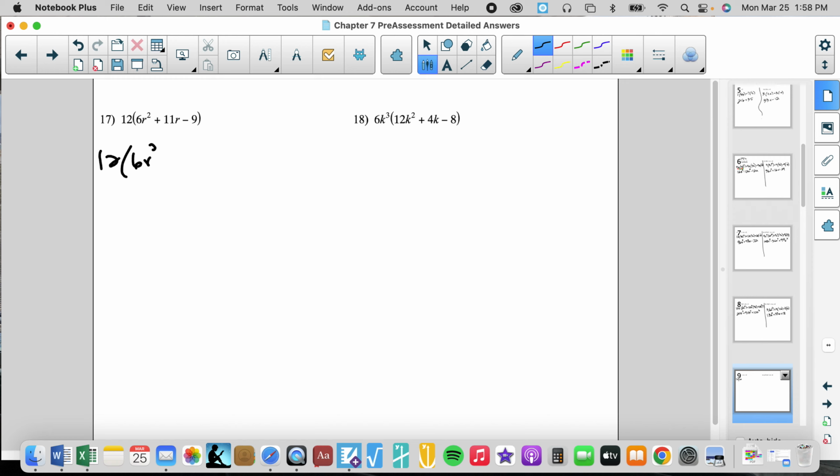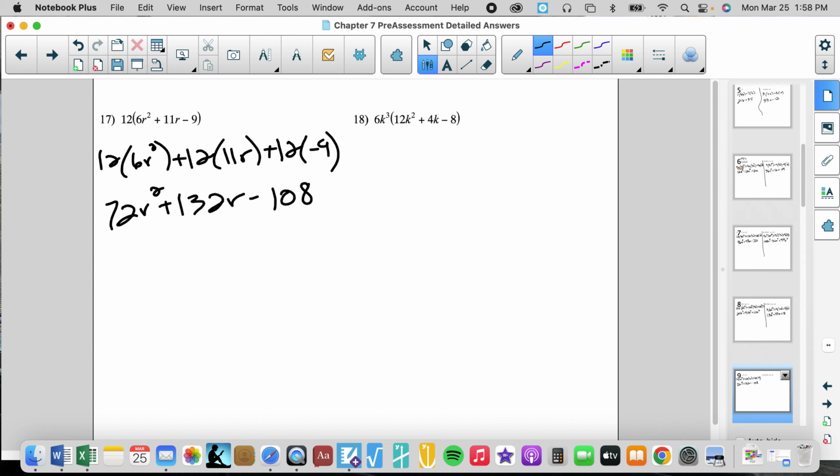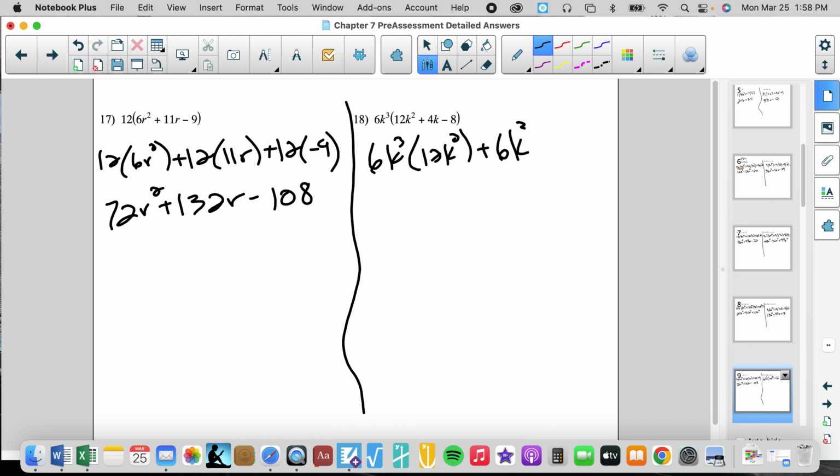12 times 6r squared plus 12 times 11r plus 12 times negative 9. It's only taking you longer because you're writing out this step. But 72r squared plus 132r minus 108. And you're just doing your times tables. That's the only thing that should be slowing you down. And you should know your times tables. So this is really good, finding the speed and the efficiency of this.